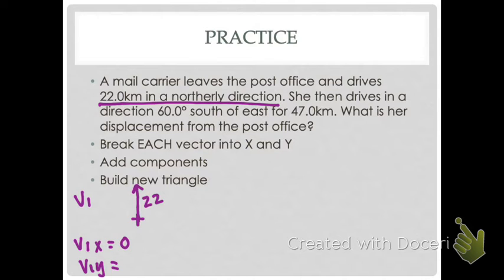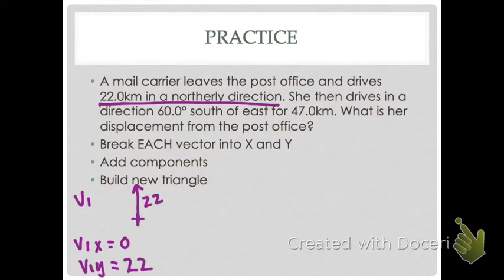Okay, so what would my y component be then of this vector? It's going to be 22. And is it positive 22 or negative 22? Positive, because it's going north. Very good. Does that make sense? So when it's not at an angle, breaking it into x and y is really, really simple. Agreed? Okay, so now let's look at vector 2.